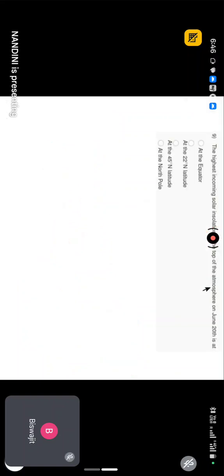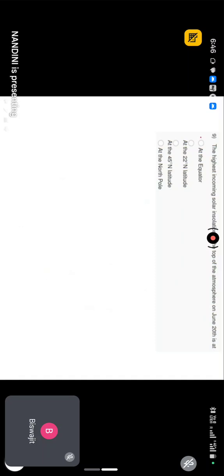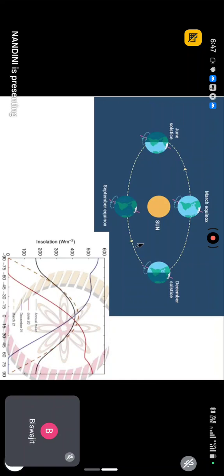So the next question: the highest incoming solar radiation at the top of the atmosphere on June 20th is at which region? June 20th belongs to the summer season. So let's see how our Earth is during summer. This is the June solstice. The axis is tilted towards the sun.